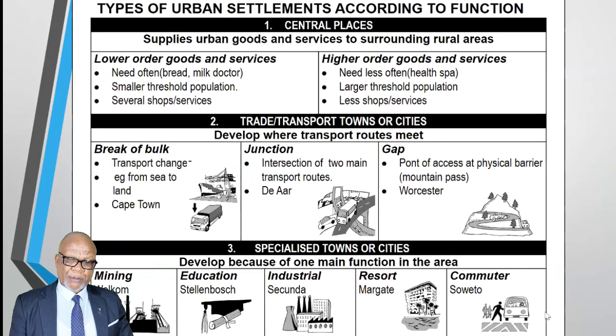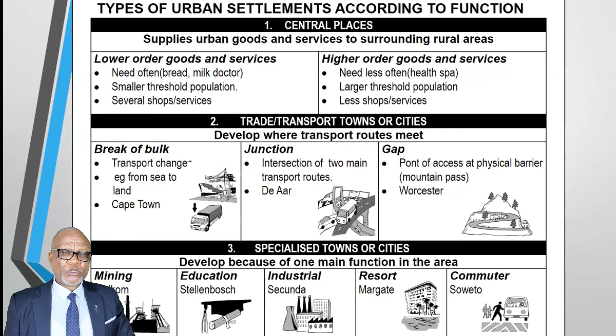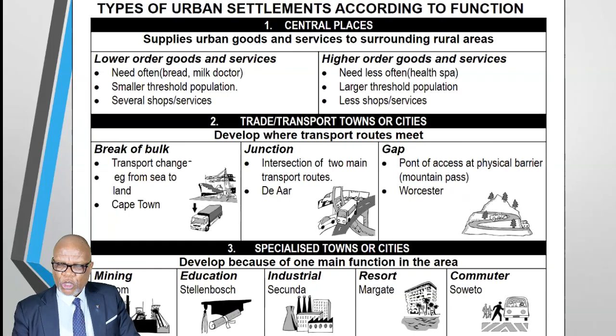Now, urban settlements, we've got types of urban settlements. Number one, we've got what you call a central place. So what is a central place? You must be able to define what a central place is. It is a town, an urban area, that provides goods and services to the surrounding area. So you have a town here, then around this town, this is rural, and this is urban.